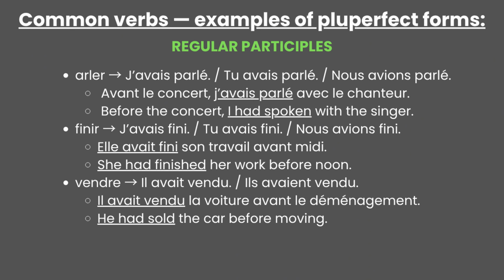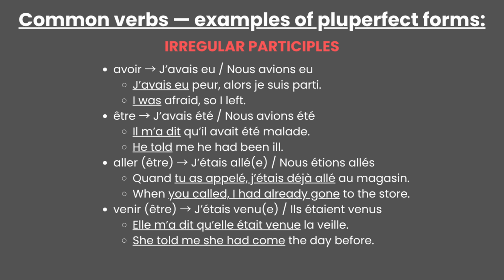These examples had regular participles, but as we know, there are many irregular ones, so let's see them in context. J'avais eu peur, alors je suis parti. Il m'a dit qu'il avait été malade. Quand tu as appelé, j'étais déjà allé au magasin. Il m'a dit qu'elle était venue la veille.